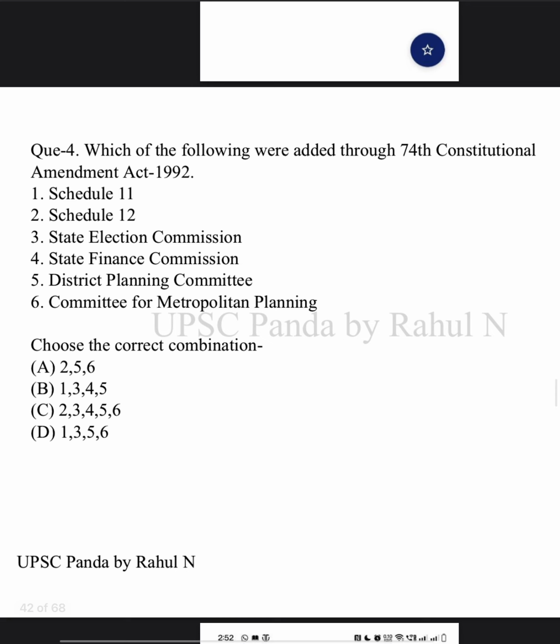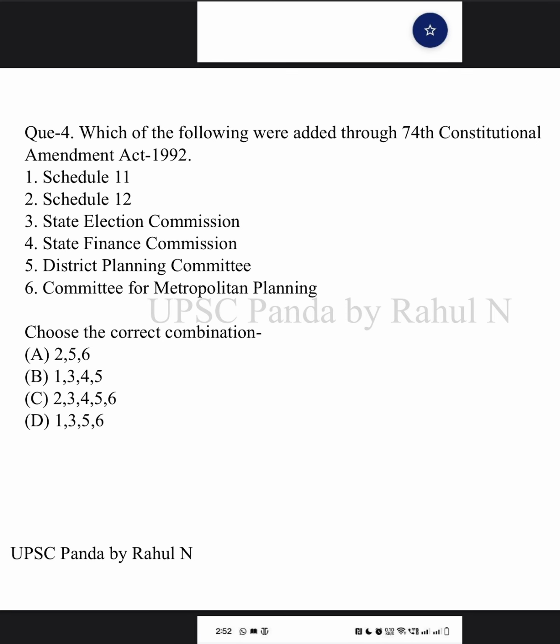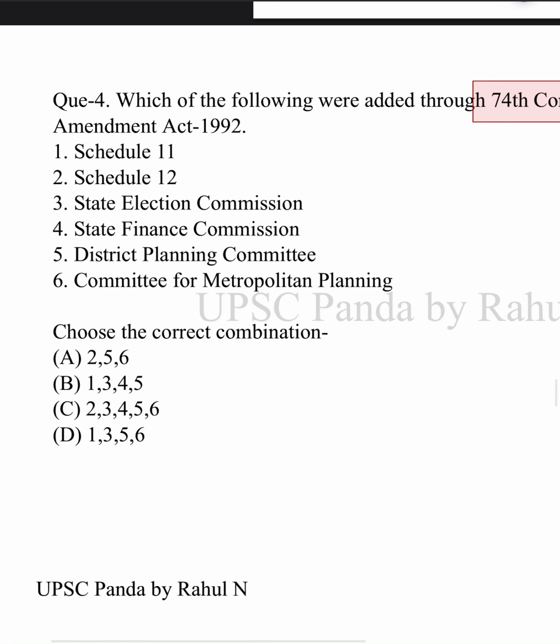Then, which of the following were added through the 74th Constitutional Amendment Act? Take a pause and attempt it. Then let me know your answer. I am explaining it now. See, the 11th schedule was added through the 73rd Constitution Amendment Act. So answer A, B or ये नहीं होगा. Then you see 2, 5 and 6 is common. The answer is रुकता है 3 and 4 पे. Whether 3 and 4 were added through the 74th Amendment, just understand this part.